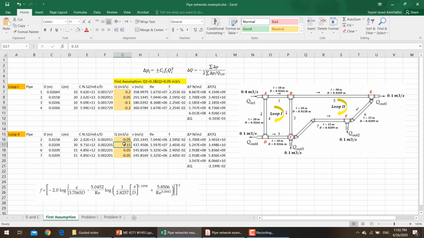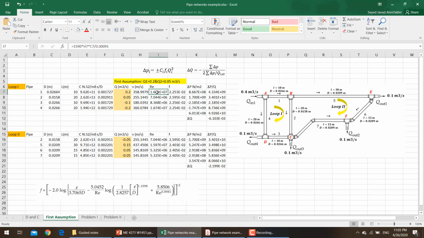Then you can add the other values for pipes 5, 6, and 7. Again, keep in mind that for example, pipe 7, the value is negative. Why is it negative? Because the loop and flow are in the opposite direction. So these are the Qs. Then you can find the velocity in each pipe based on the values for Q and also based on the diameter. Keep in mind that the velocities are always positive, so you need to use the absolute value of Q. Then you can find the Reynolds number.